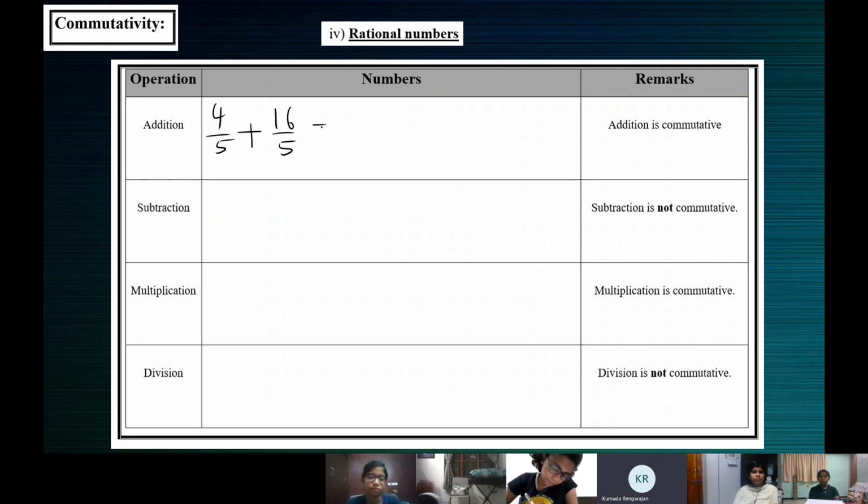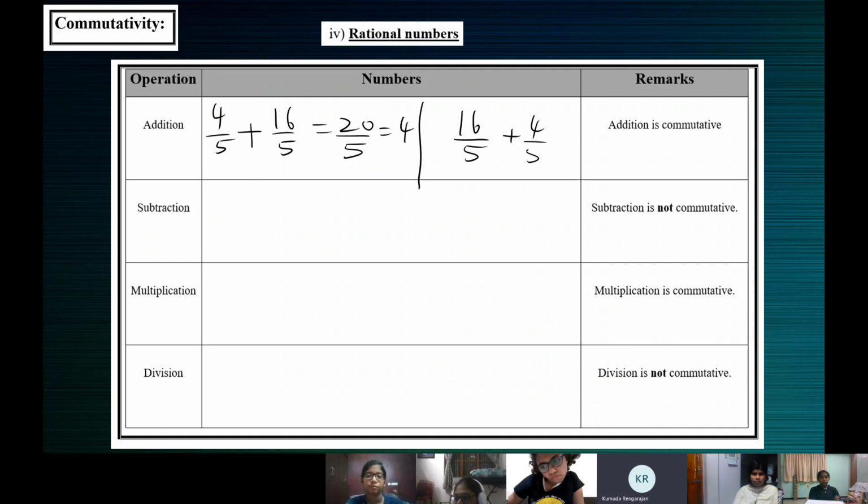When we add them, we get 20 by 5, right? And the answer is 4. When you add them in a different order, 16 by 5 first and then 4 by 5, still we get the same answer, 20 by 5, which is 4. So addition is commutative on rational numbers. When we take two rational numbers and add them in different orders, the sum will be the same in both the cases. A by B. So I said A by B plus C by D, right?